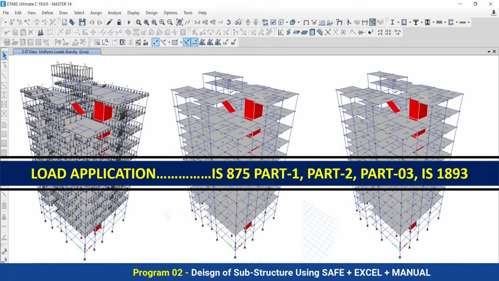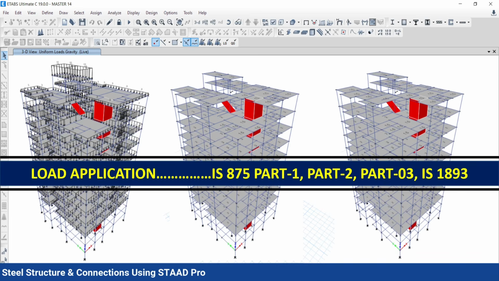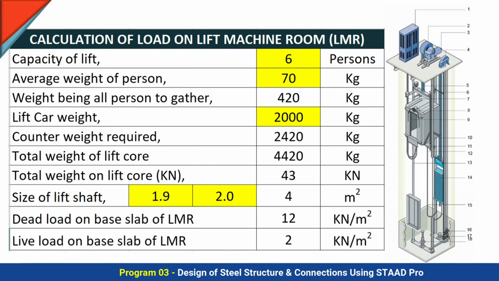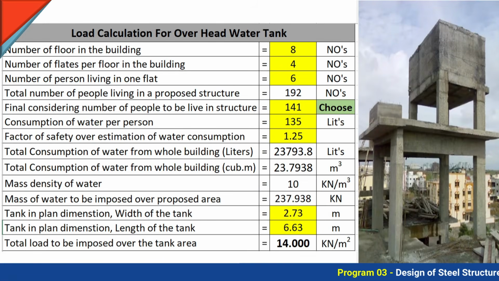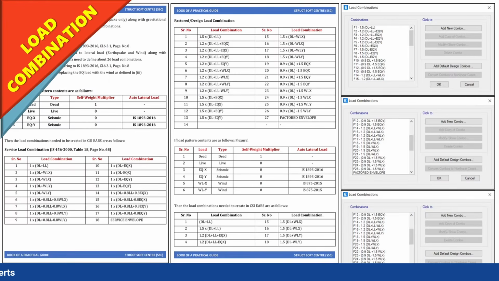Thereafter, we have to do the load calculation. We have to do the load calculation for the wall, for the slab, for the earthquake, and for the wind, by using the Etabs template and by manual calculation. So we are going to learn about the load application. We are going to see how to do the load calculation for the lift, for the overhead water tank, and how to assign that load to your structure. That also we are going to learn.